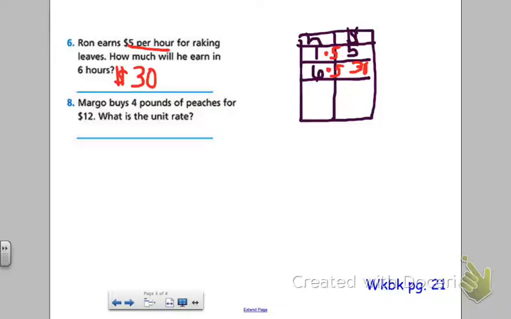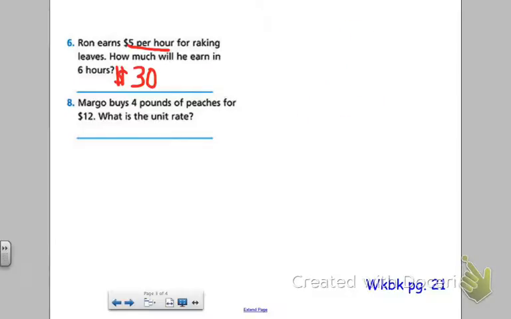Let's look at number 8. Number 8 is a little bit different. Margot buys 4 pounds of peaches for $12. What is the unit rate? So this one is definitely different because they're asking us for the unit rate. It's not given to us. So maybe we want to use a rate table again to help us to figure out what the unit rate is. So remember, the unit rate's the number we always multiply with.